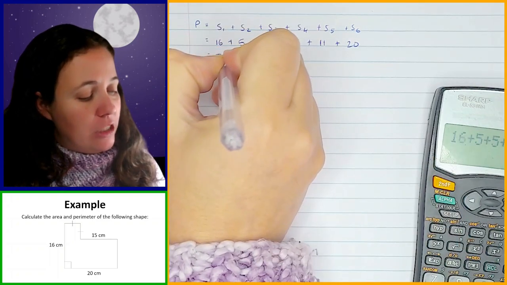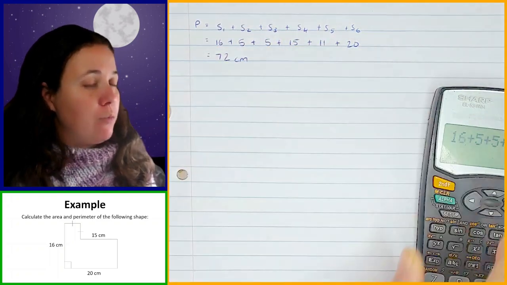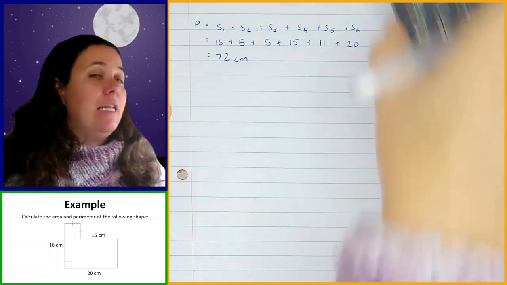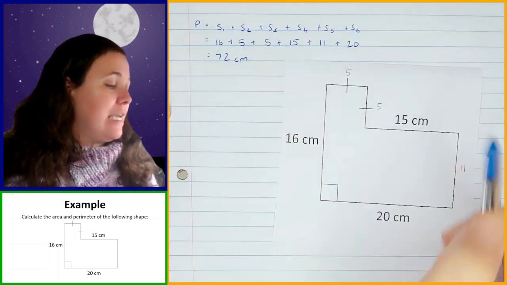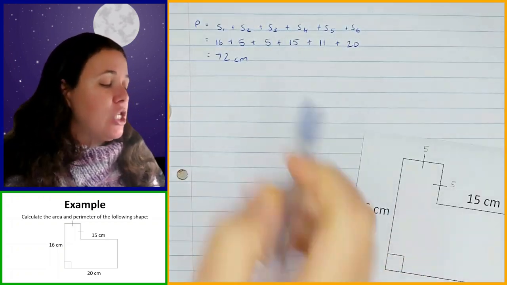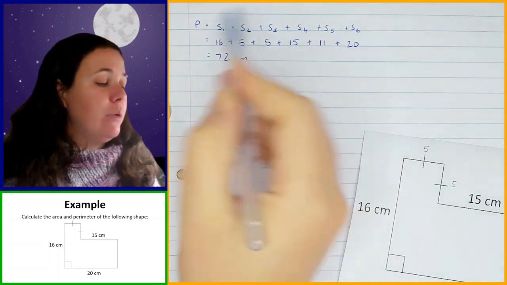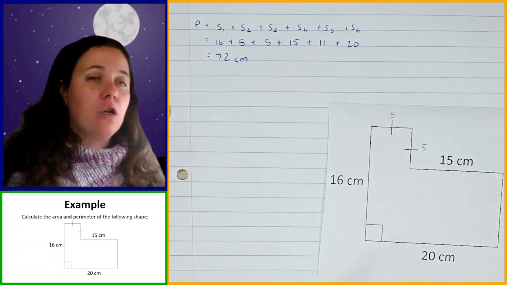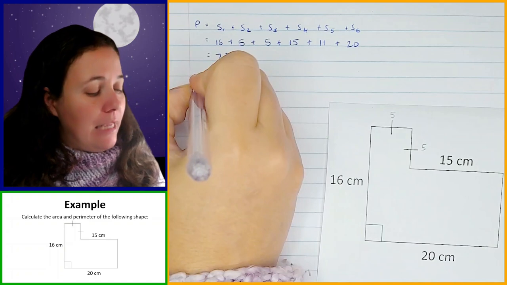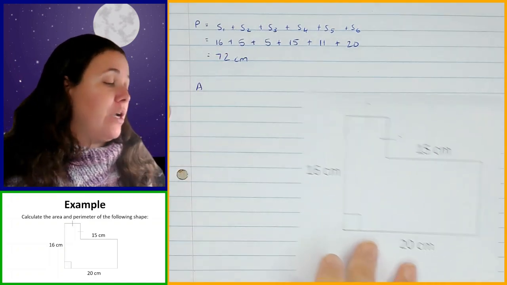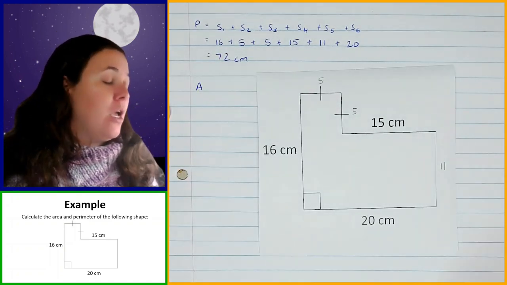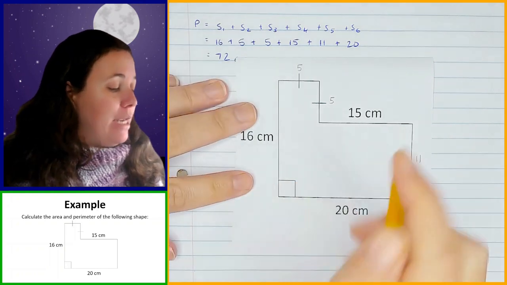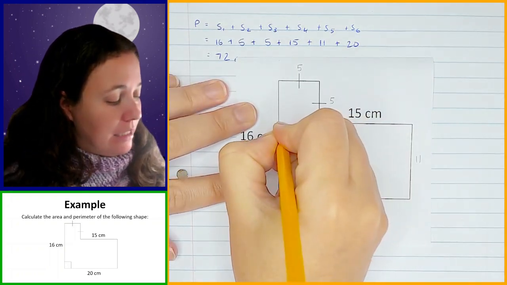So that is 72 centimeters, because perimeter is measured in just normal units, and in this case we were working with centimeters, so it's 72 centimeters. So that's what we get for the perimeter of this complex shape. Now let's have a look at the area. Now there are two ways of going about working out the area. The one option is to break this shape up into two pieces like this.